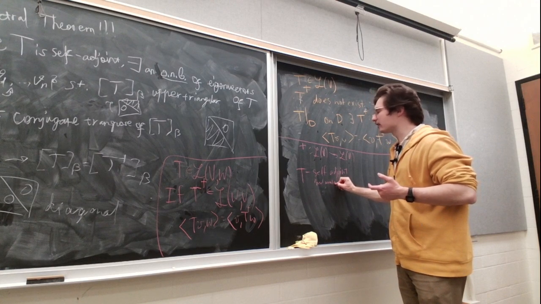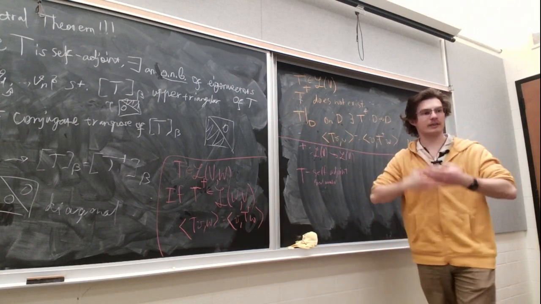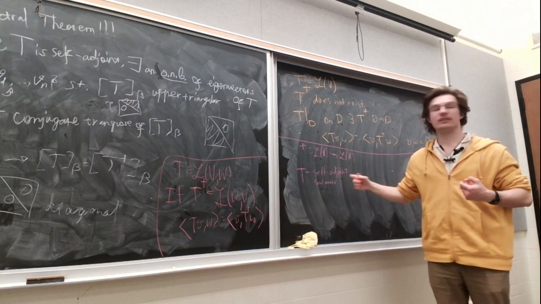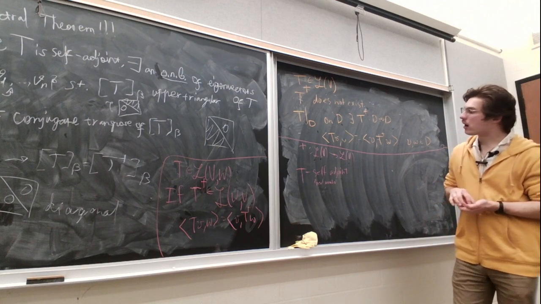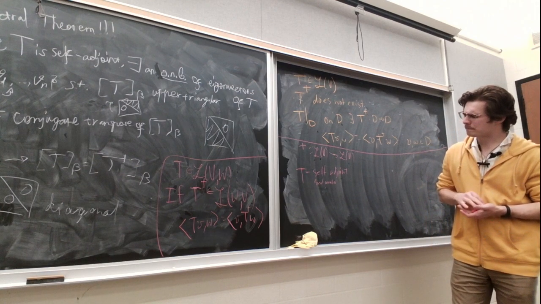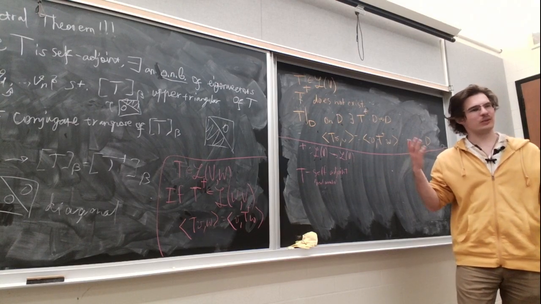In the sense that there exists a basis of eigenvectors and all the eigenvalues are real for T self-adjoint. Okay, that's very good. So what role are self-adjoint operators going to play in quantum mechanics?